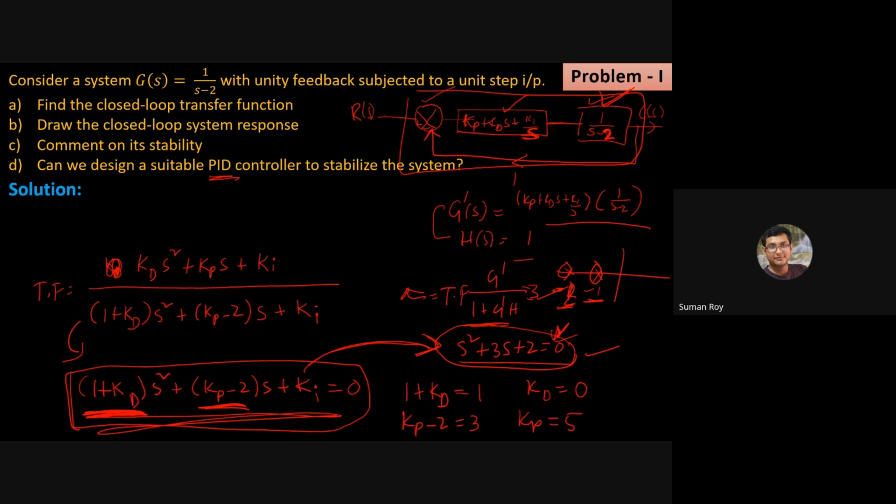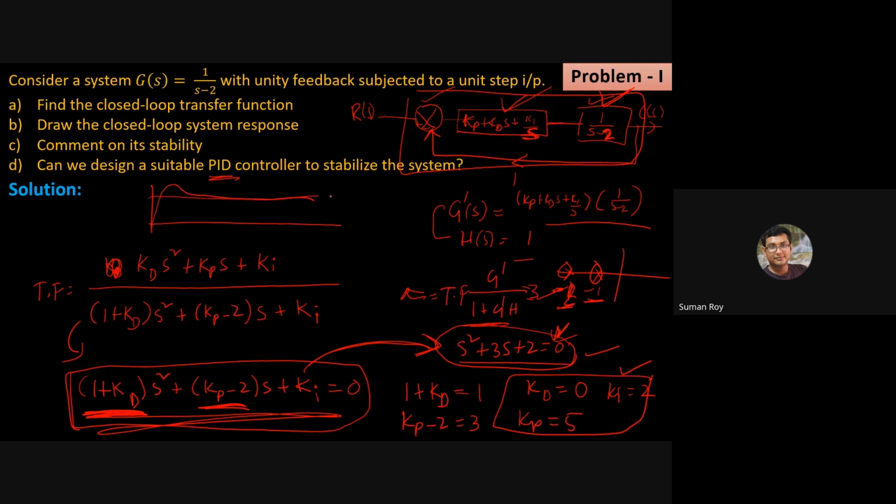Okay, and similarly, what is the value of KI? 2. So done. KI is 2, KP is 5, KD is 0. That means we need to introduce a PI controller basically to control this system. If you employ these KP, KI, KD values over here, then you will see the ultimate output graph will look somewhat like this one.